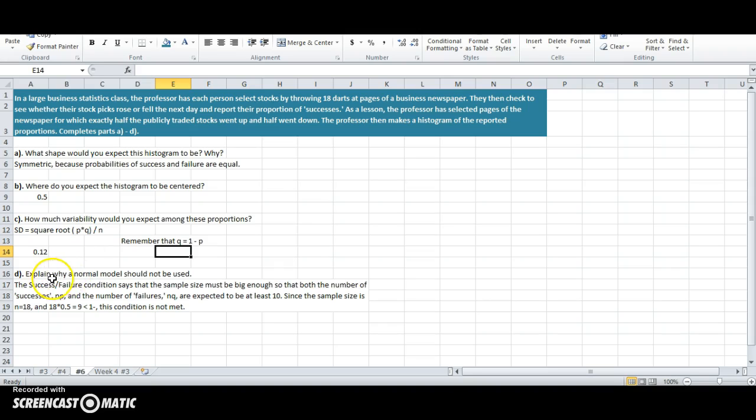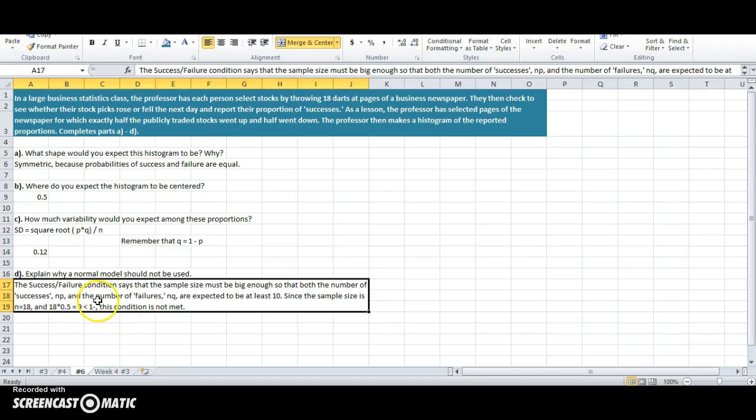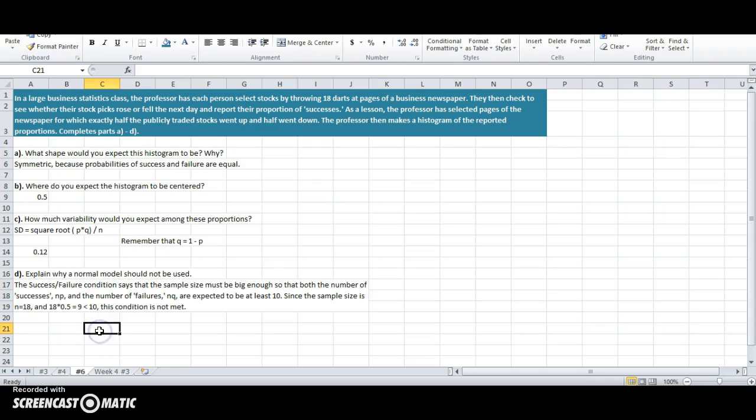So, part D, explain why a normal model should not be used. Well, the success-failure condition says that the sample size must be big enough so that both the number of successes and the number of failures are expected to be at least 10. That's the threshold we're looking at. Because our sample size is 18, and 18 times 0.5 is 9, which is less than 10, the condition is not met. Therefore, the normal model should not be used.